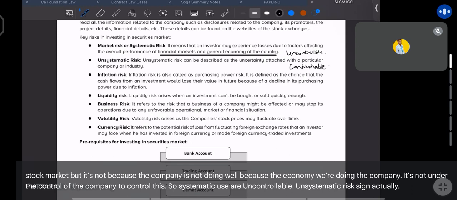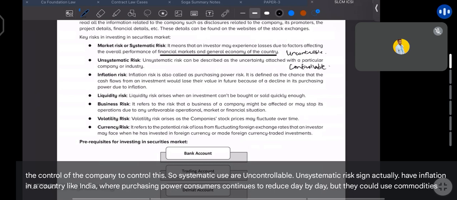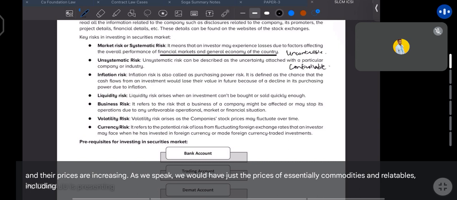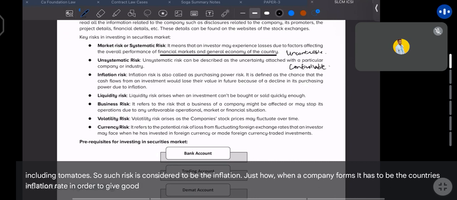You also have inflation risk, especially in a country like India, where the purchasing power of consumers continues to reduce day by day. The prices of day-to-day use commodities are increasing. As we speak, we would have just seen the prices of essential commodities and vegetables, including tomato, increase. Such risk is considered inflation risk, irrespective of how well a company performs. It has to beat the country's inflation rate in order to give good returns to its investor.